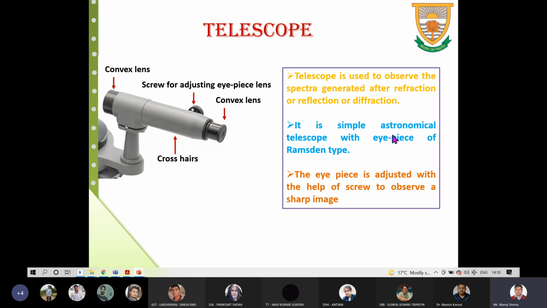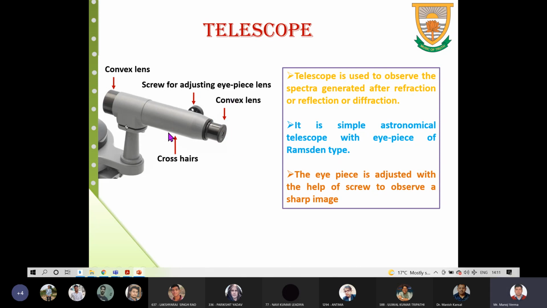And this telescope is a very simple astronomical telescope with an eyepiece. There are some types of telescope. Which type of telescope is it? It is the Ramsden type of telescope, in which there are two convex lenses. The focus of this convex lens is in between the telescope, and again the rays will slightly diverge and they will hit this convex lens of the eyepiece, and they will again be converged at this point where your eye has to be stationed, right? And again, there is a screw for adjusting the distance between this convex lens and the eyepiece.